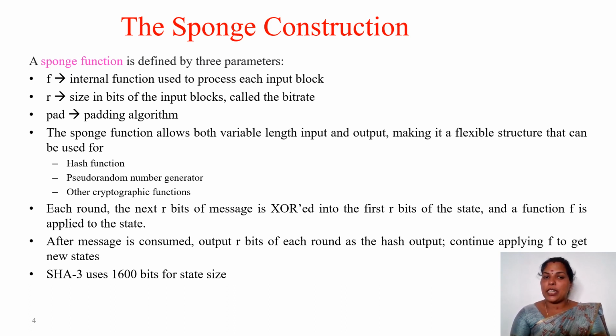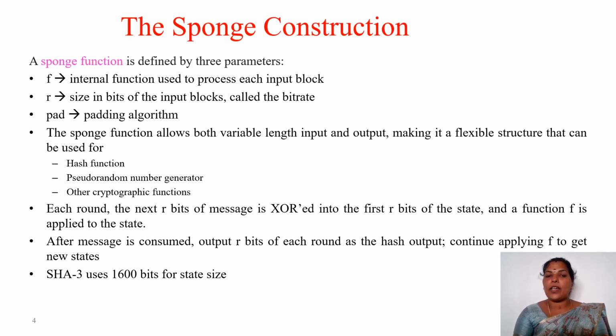Here in each round, the next R bits of the message are XORed into the first R bits of the state, and a function f is applied to the state. That is, the message is split into R bit blocks and each is XORed with the previous state bits, and a function is applied to it. Later on we can see what function is applied. After the message is consumed, output R bits of each round as the hash output. Continue applying F to get new states. Likewise, we apply F and we get new states.